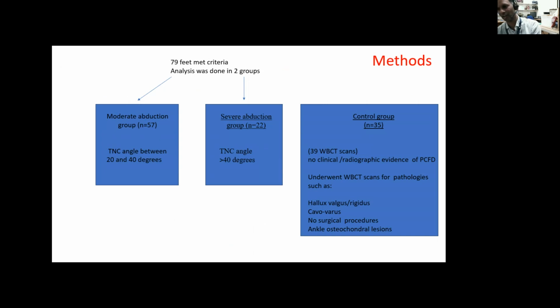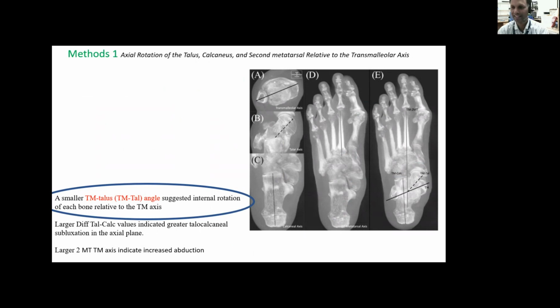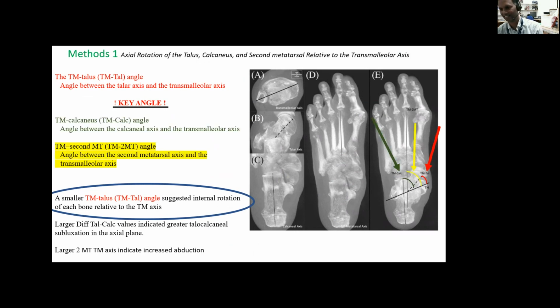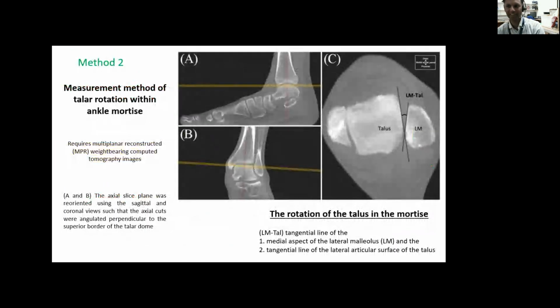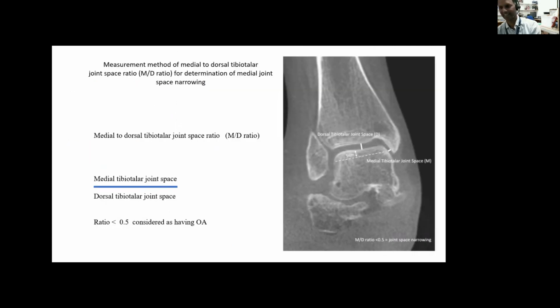Then they had a control arm of patients who had no evidence of PCFD, and using selective tomograms that they were able to overlay, they looked at this angle, which is the transmalleolar talus angle. With internal rotation, this angle critically decreases. They looked at other angles as well, but this was a principal angle. They were also able to look at the angle subtended by the medial border of the lateral malleolus and the lateral border of the talus, and any increase in this angle represented an increase in internal rotation of the talus.